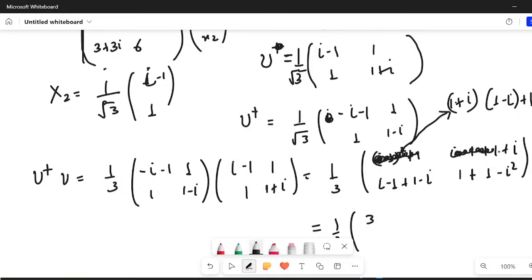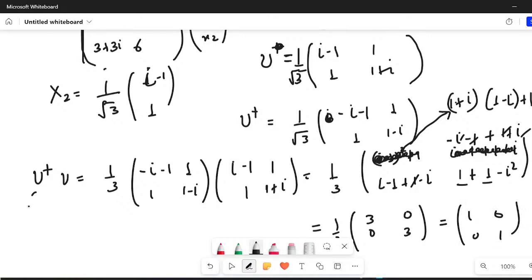This will also get cancelled, sorry. So this will give you minus iota minus 1 plus 1 plus iota. So you would simply get a 0 from here, and I think this was fine. So here you are getting 0, and here it is 1 1, and iota square is minus 1, and this is 3. What you are getting is 1 0 0 1. Clearly this matrix U is a unitary matrix.